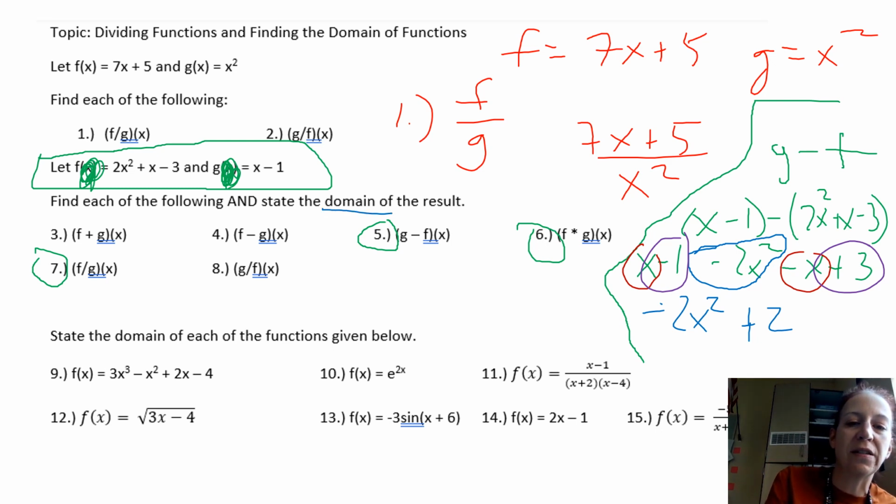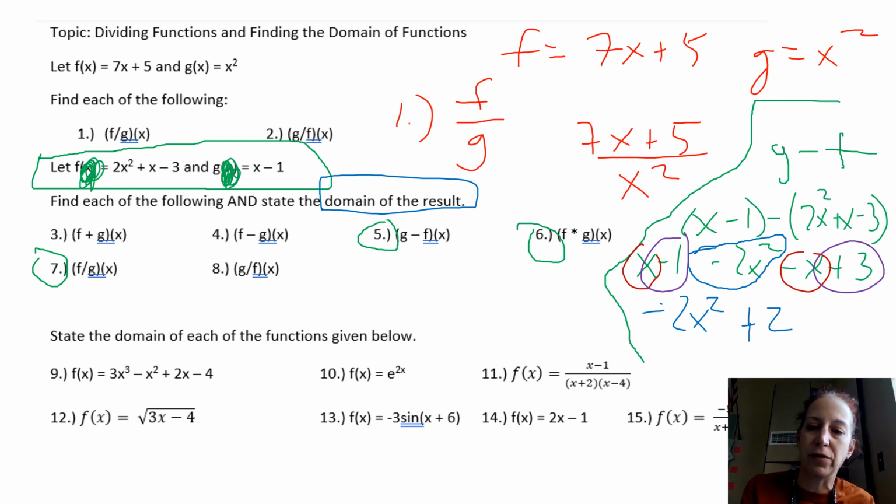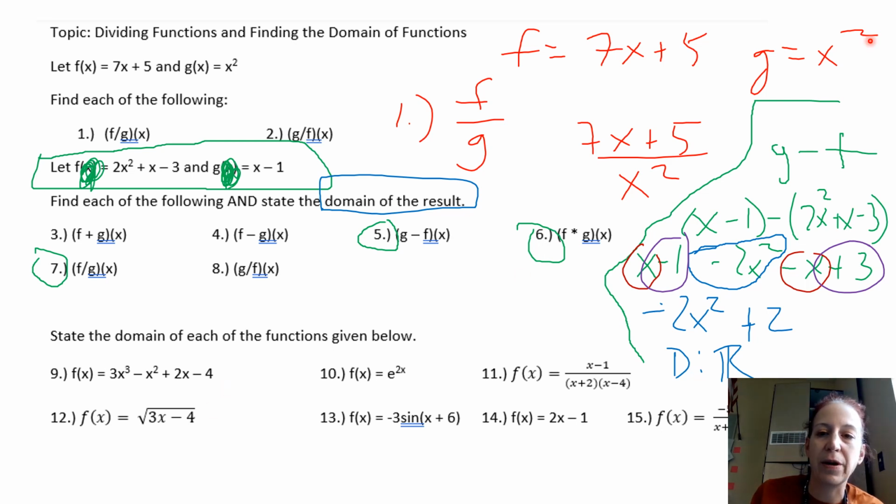Now the second part of this says state the domain of the result. So if you go back to your notes from last class, I said to state the domain, I want you to ask yourself 2 questions. Is this a fraction and is this a square root? If the answer to both of those questions is no, then probably the domain is all real numbers, which in this case it is.